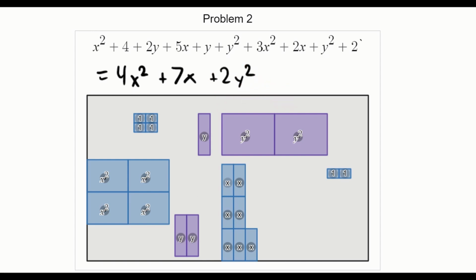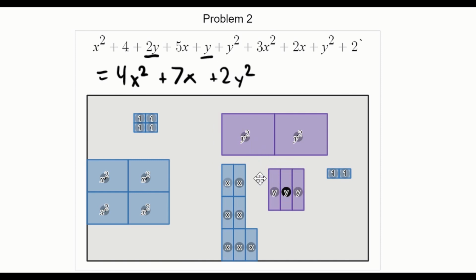Now let's go and group up our y's. We have 2y and another y here. So what's 2y plus y? We have a total of 3y's.